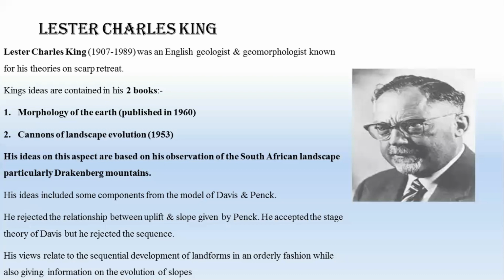Now, Lester Charles King, he was an English geologist and a geomorphologist, and he is known for his Scarp retreat theories. And his ideas are contained in these two books. And he had actually observed the South African landscape, particularly the Drakensberg Mountains. And his ideas include certain components of both Davis and Penck because he studied both Davisian theory and the Penck theory. And after studying it, he rejected some of the points, while accepting some of the points and completely giving some new points, new ideas.